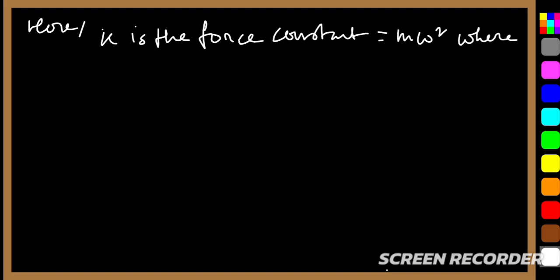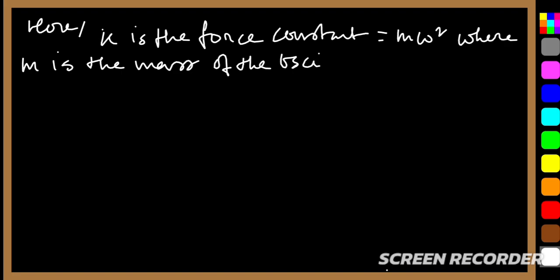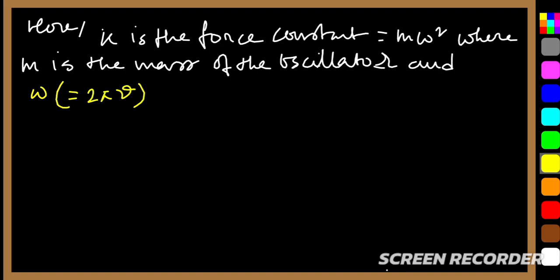Where m is the mass of the oscillator, and omega, or you can say equal to 2 pi nu, is the angular frequency.